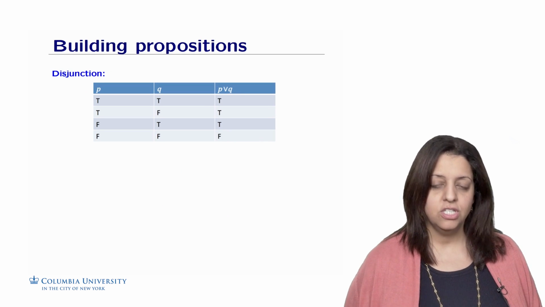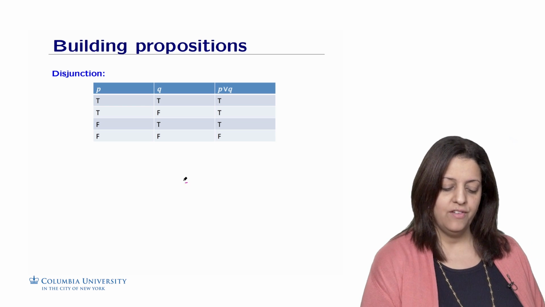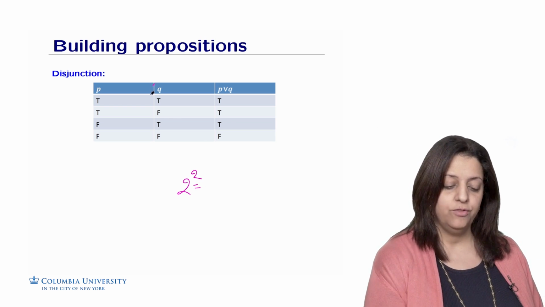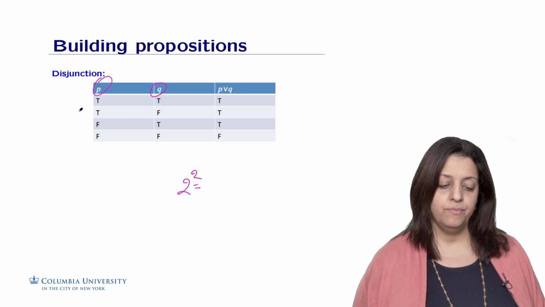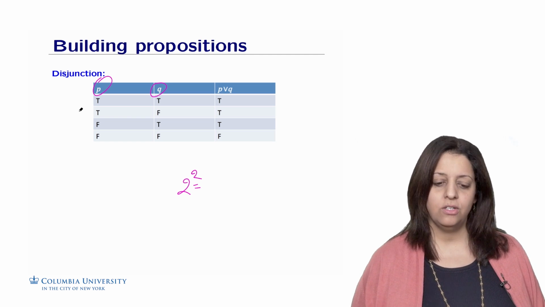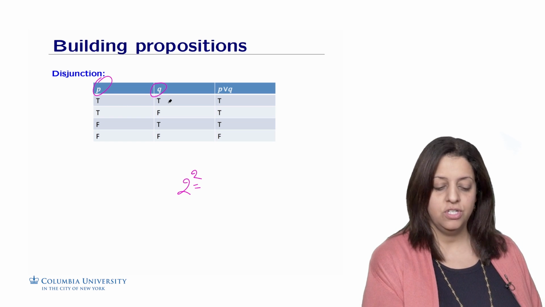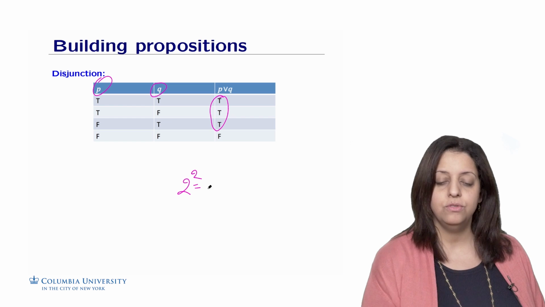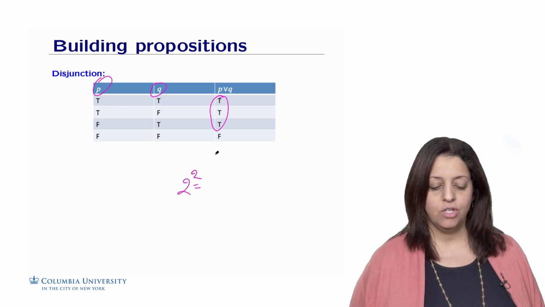So now the disjunction. Disjunction is similar in terms of truth table. We also have here 2 to the 2 because we have two propositions. But the disjunction is weaker than conjunction in the sense that whenever we have any of the propositions true, we have the outcome to be true. If both propositions are false, then we will have the outcome to be false.